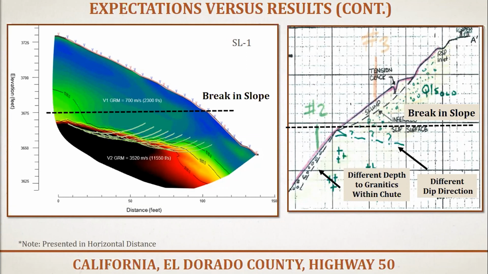The expected dip direction of the granitics is also different, with the tomography model showing a dip loosely paralleling the slope and the diagram showing a much steeper dip. However, the expectation of a thick section of landslide deposits over the granitics is consistent with what was initially thought for the chute and also corresponds with the landslide scarp that was seen at the top of the slope.